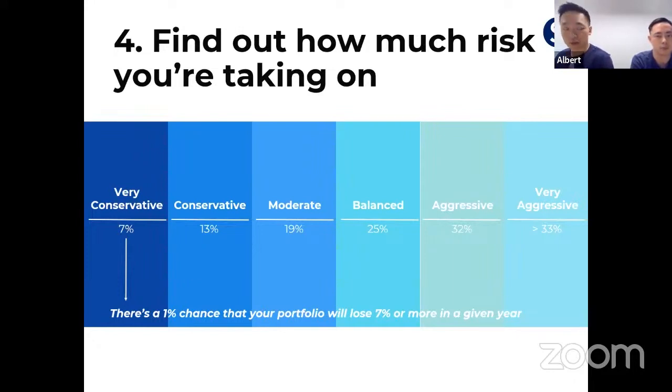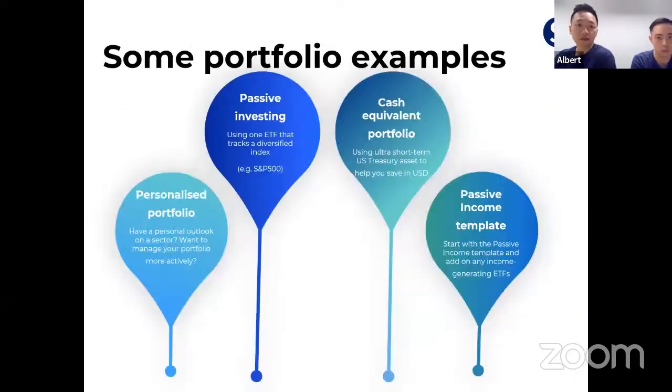Okay, so that's how you are able to quantify the risk that you're taking on for the portfolio that you just created. All right, so what are examples of portfolios which you can create for yourself? Imagine the first balloon that you see here. One is a very personalized portfolio whereby you have a certain outlook on the sector and you say, okay, I want to manage it in a very active manner. So then you can create a portfolio that's tailored according to the outlook itself.